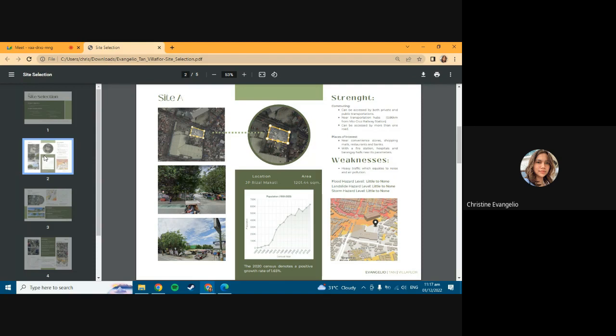Now, for the weaknesses, it has heavy traffic, which equates to noise and air pollution, especially during peak hours. For the hazards, it has little to none for all flood, landslide, and storm hazard levels. And for the population, it has a growing population with a rate of 1.65% as denoted by the 2020 census.